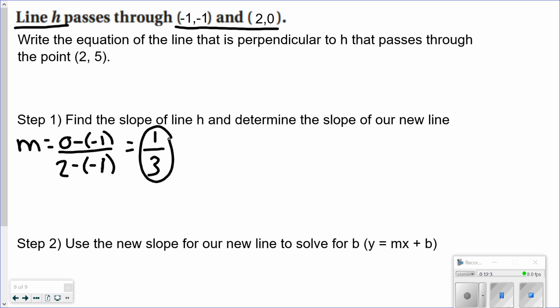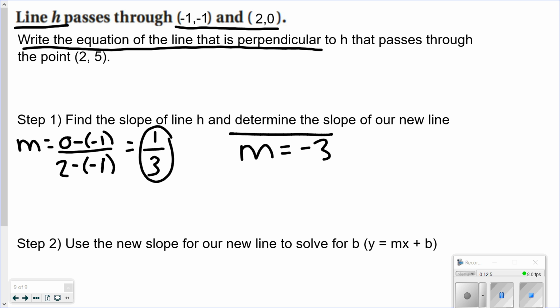The problem asks me to write an equation of a line that is perpendicular to line H. So if my slope for line H is 1/3, what would be the slope of a perpendicular line? What would the opposite reciprocal be? And the answer is -3. So I'm going to highlight this and star this because I now know this is going to be the slope of my new line that I'm going to write an equation for.